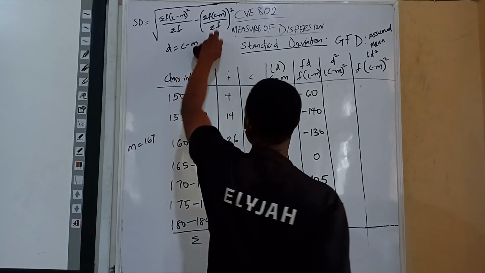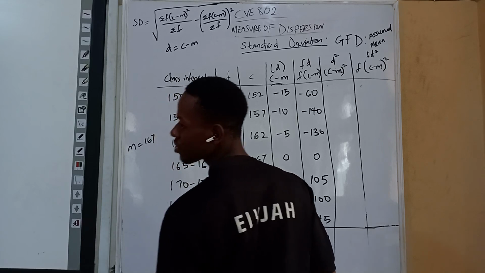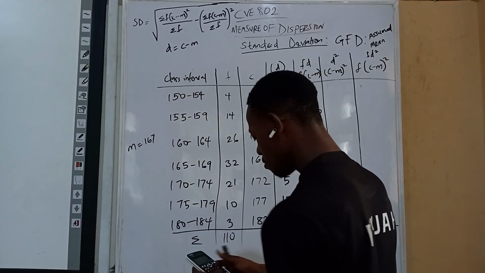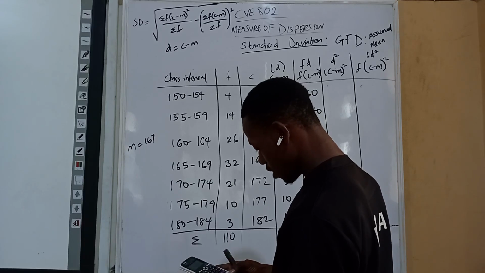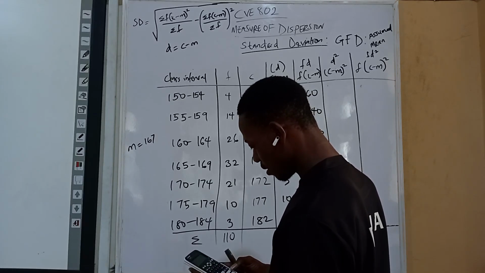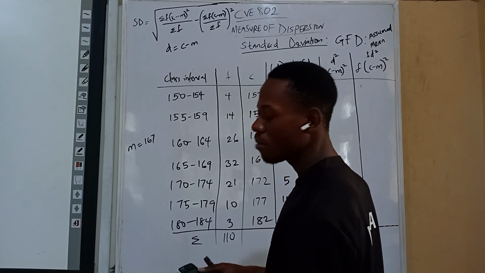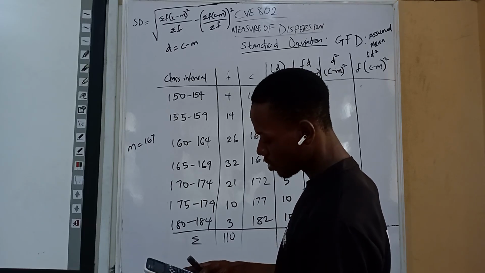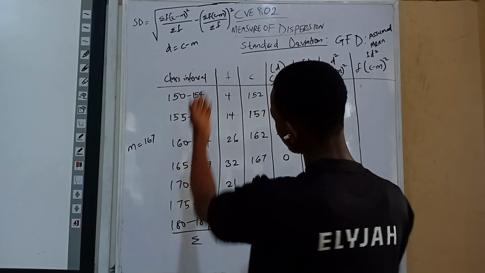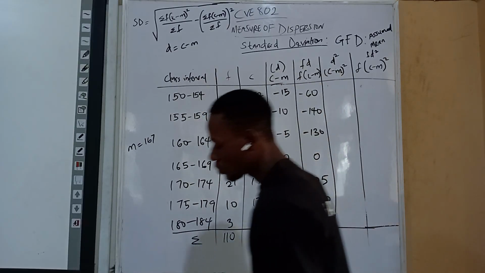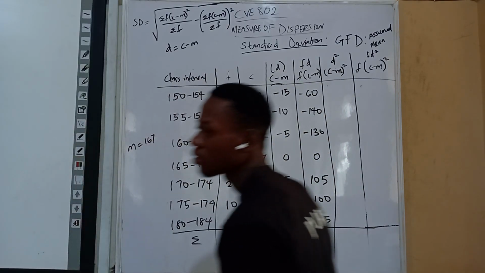So our mean was wrong. No, our mean is correct. See, look at it. Minus 80 divided by 110 is equal to minus 8 over 11 plus 167. It gives us what? 166.27. Correct?